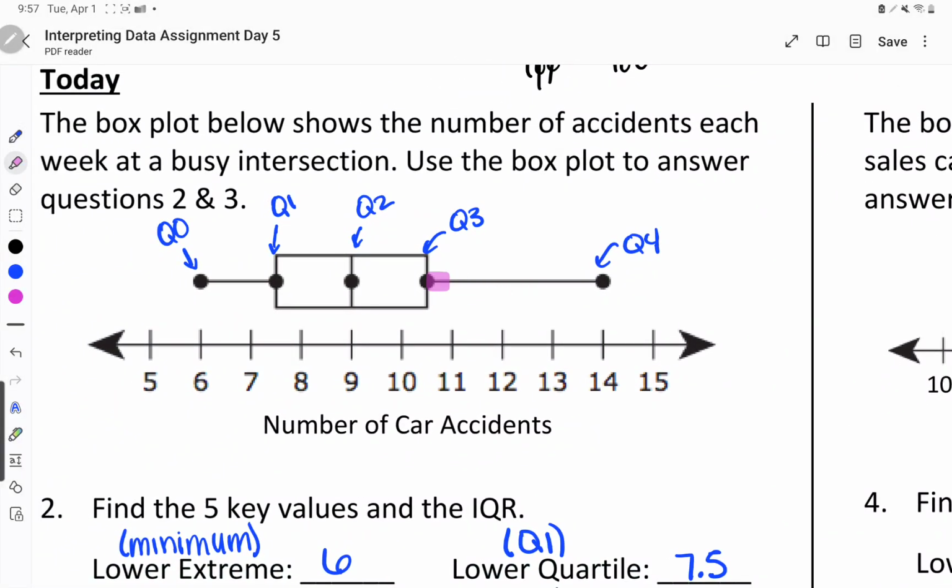The longest leg right here is this right here. So which one has the biggest data? That would be quartile 4. Quartile 4 is the most spread out, and therefore quartile 4 has the biggest spread.